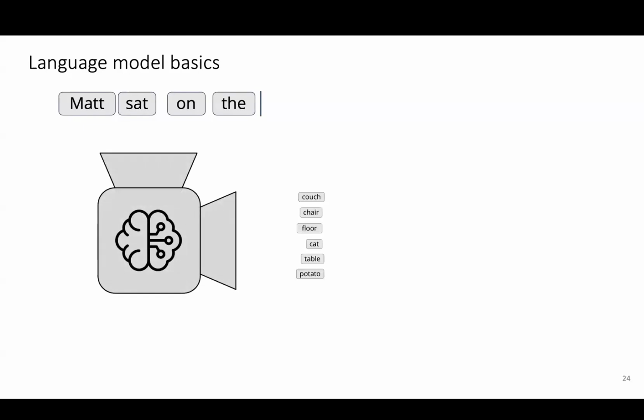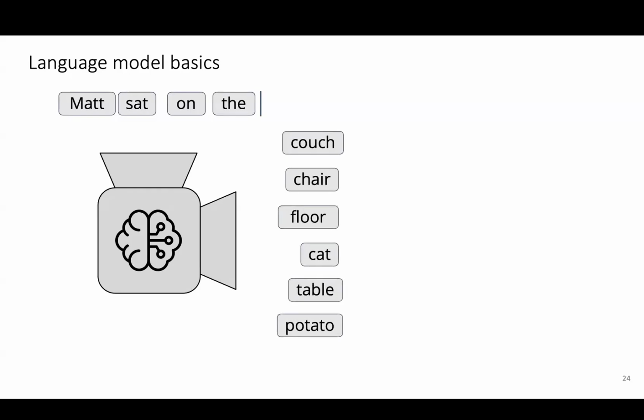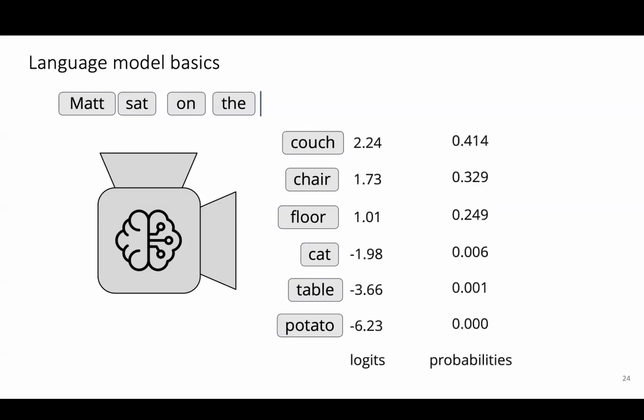It has a list of words in its dictionary, so to speak. It outputs logit values, which can be translated into probabilities for how likely the next word is to be. So if you write Matt sat on the chair, the next word is likely to be couch with probability 0.4, or chair with probability 0.3, and so on.